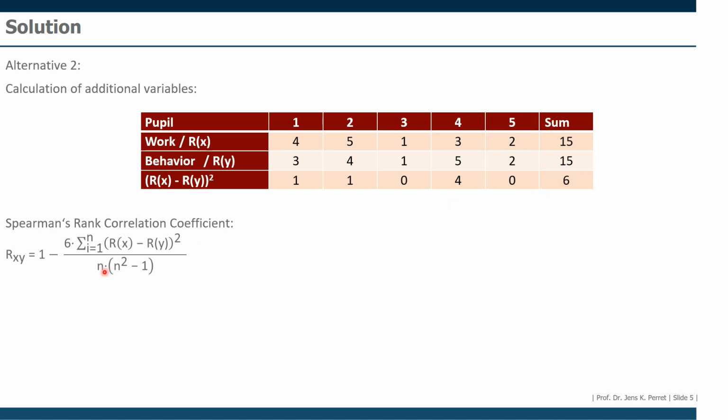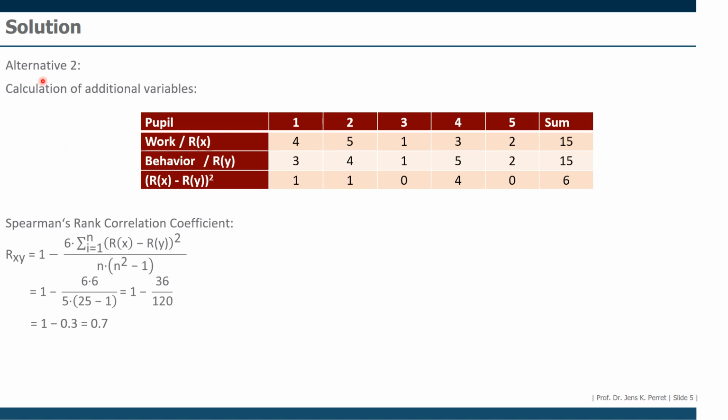And then we divide by n times n squared minus 1. So here we have 5, so 5 times 25 minus 1. So in total we get this intermediate result, and then 1 minus 36 divided by 120, or if we shorten this, 0.7 as in the example before. That's the result in all cases where we have no ties. In those situations, both alternatives provide the same results.